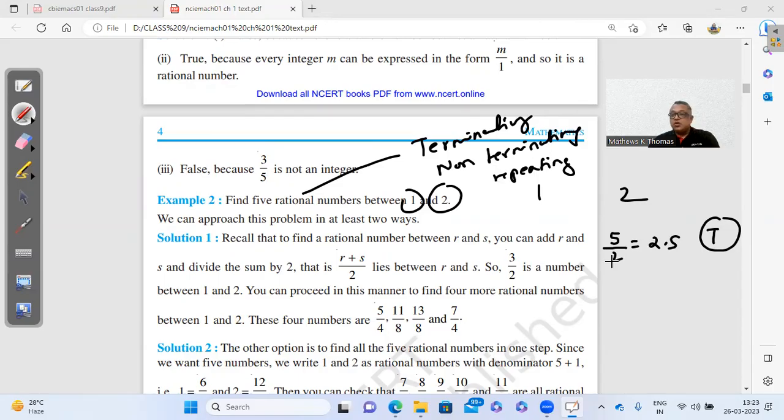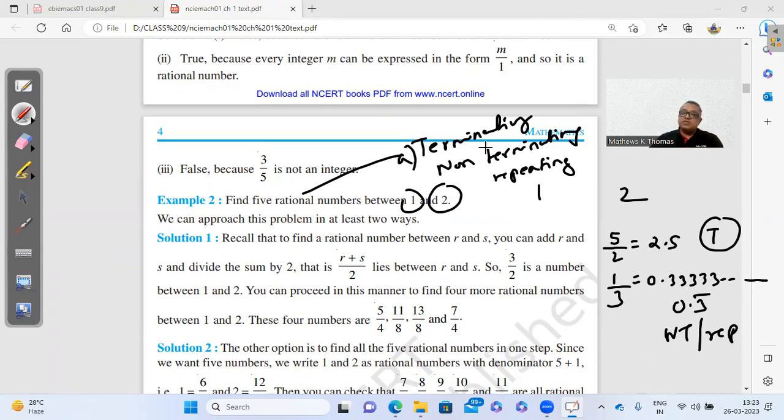I can also give examples like 1 by 3. When I try to divide 1 by 3, I get 0.3333. It will go on recurring. That is called 0.3 bar. So these are called non-terminating but recurring or repeating numbers. Both these categories, either the number is terminating or non-terminating repeating, can be classified as rational.